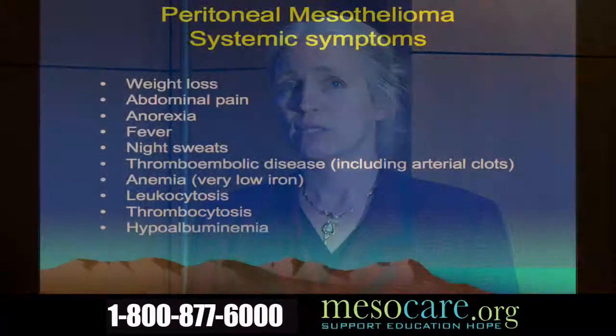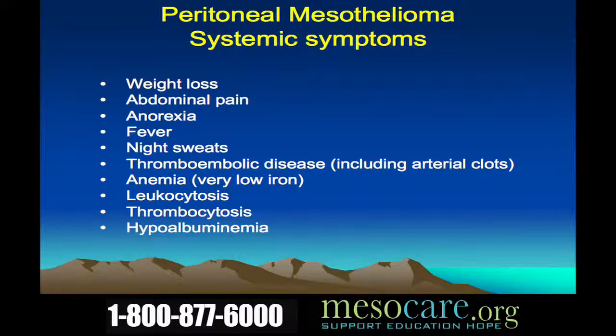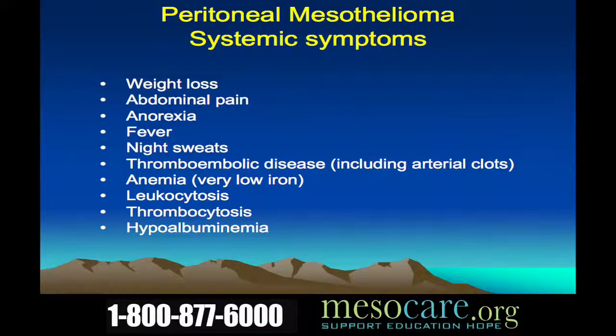What are the systemic symptoms of patients presenting with mesothelioma? Weight loss, abdominal pain, lack of appetite, fever, night sweats. Thromboembolic disease, we describe a 30% incidence of DVT and arterial clots in patients with mesothelioma. Anemia with very low iron, which is a reflection of the chronic inflammation. And then leukocytosis, thrombocytosis, and low albumin. This is because they probably spill it in their abdominal cavity.